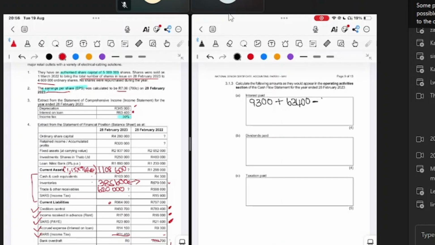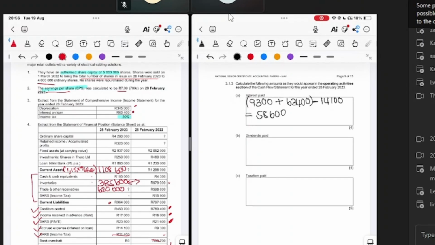So let's minus the 14,100 because that was not part of a payment. So this is what we owed in total, and then we made a payment and we owed 14,100. So that means 9,300 plus 63,400 minus 14,100, and we paid 58,600.